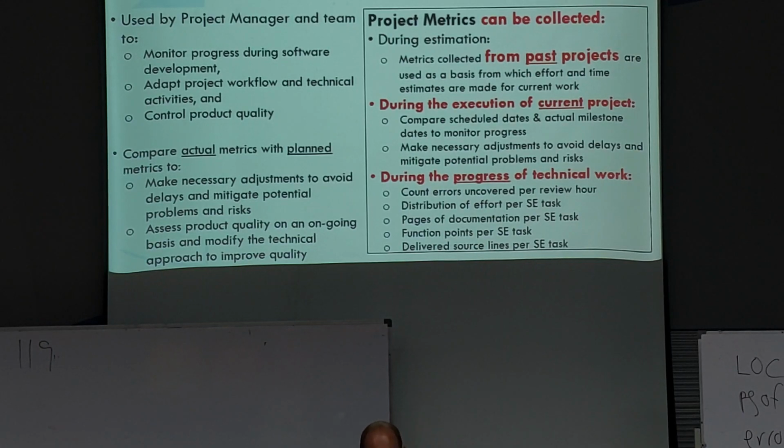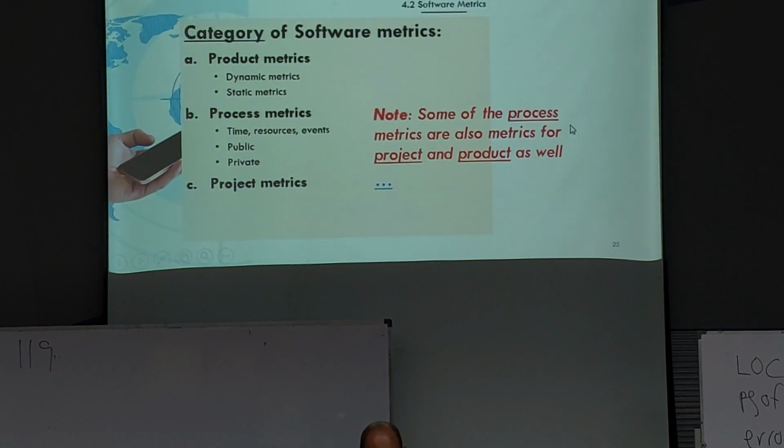Project metrics can be collected from past projects, during the execution of the current project, or during the progress of technical work. So these are the situations where you can collect project metrics. There are 3 categories of software metrics: product metrics, process metrics, and project metrics. Some of the process metrics can also be metrics for project and product as well.